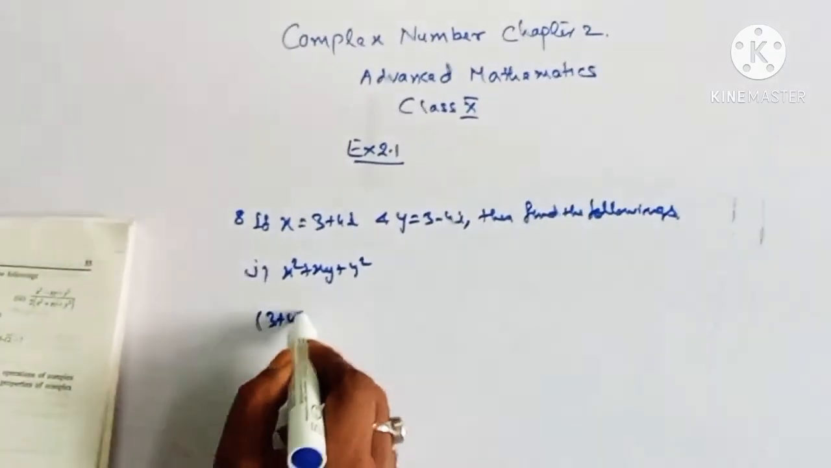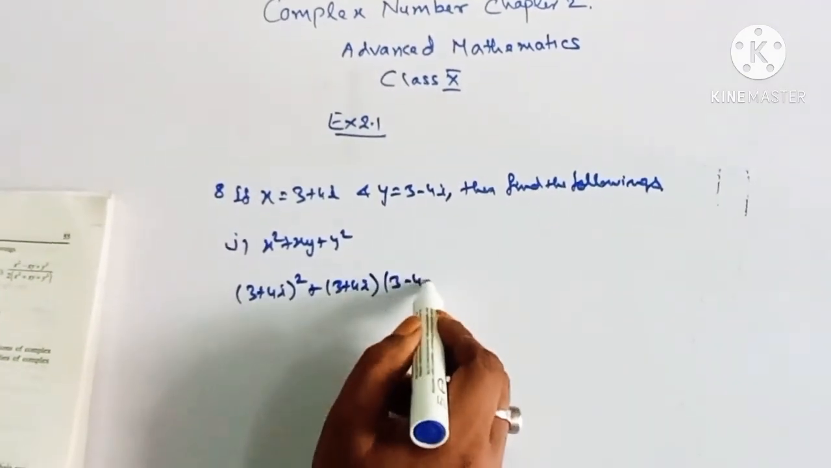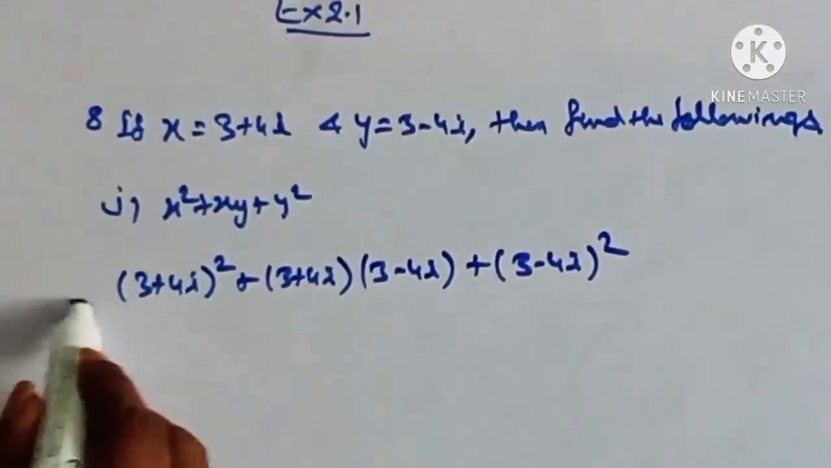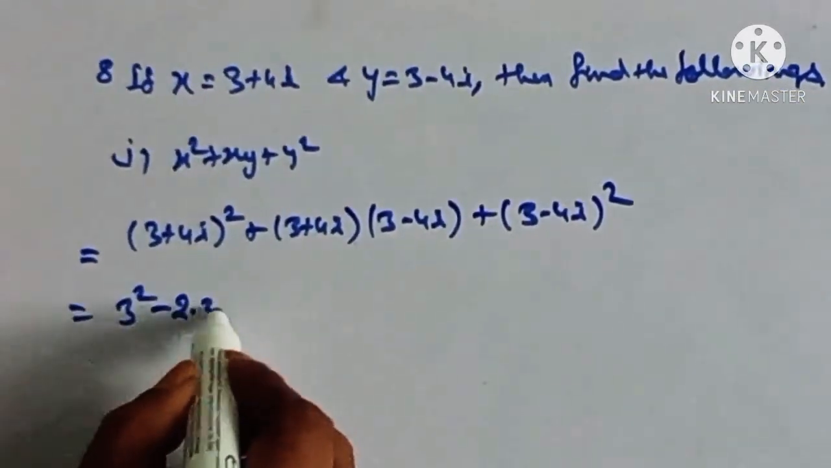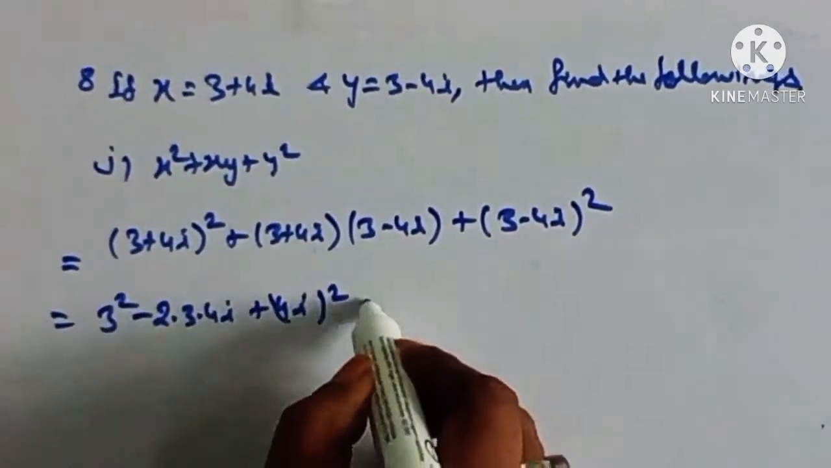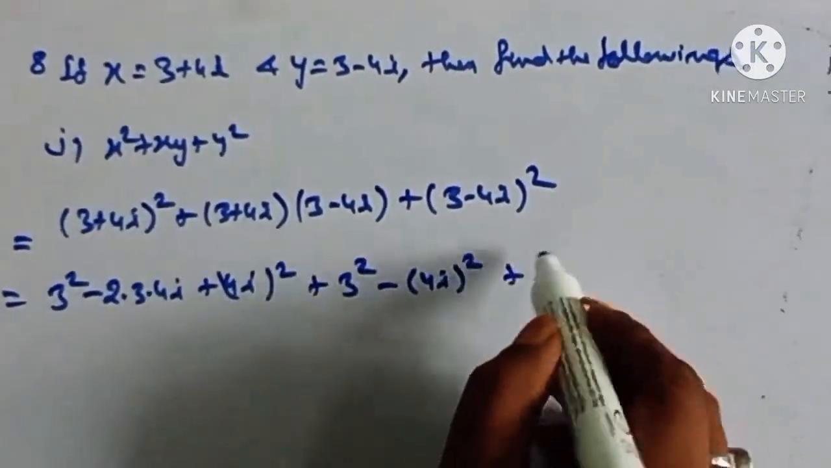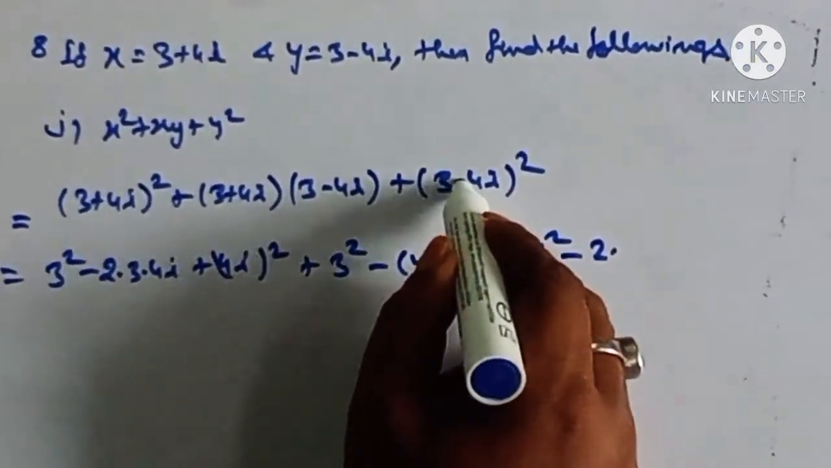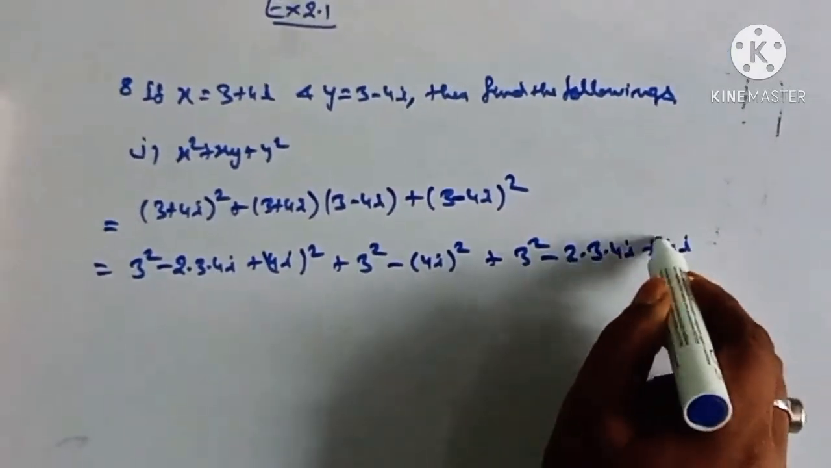3 plus 4i the whole square plus 3 plus 4i into 3 minus 4i plus 3 minus 4i the whole square. Just you have to evaluate. There is no other way. a plus b the whole square, 3 square plus 2 into 3 into 4i plus 4i the whole square. This is a plus b into a minus b, a square minus 4i the whole square. And here this is a minus b the whole square, 3 square minus 2 into 3 into 4i plus 4i the whole square.